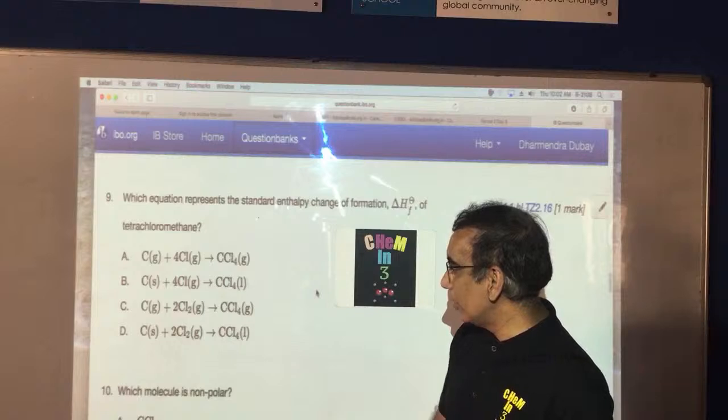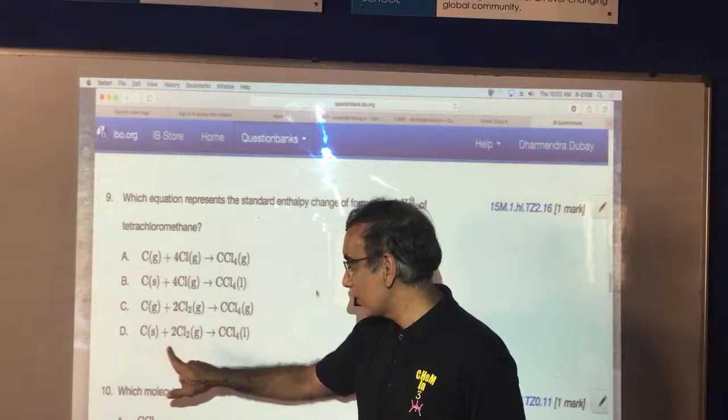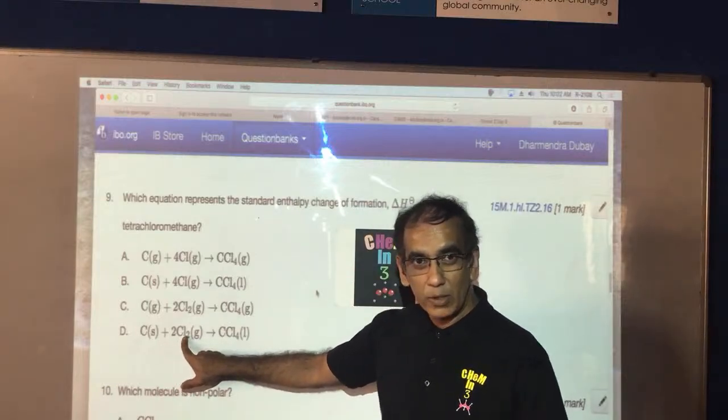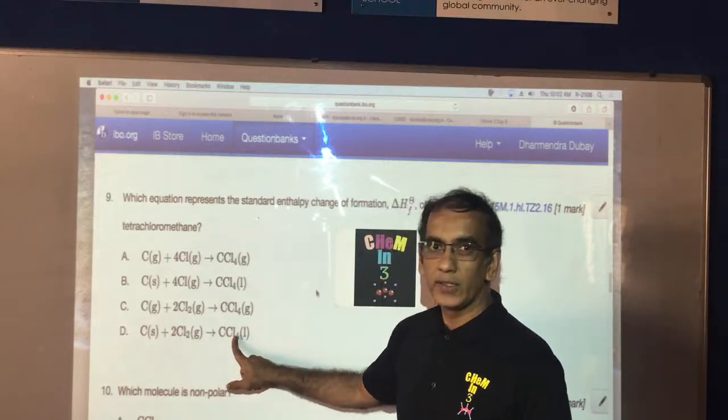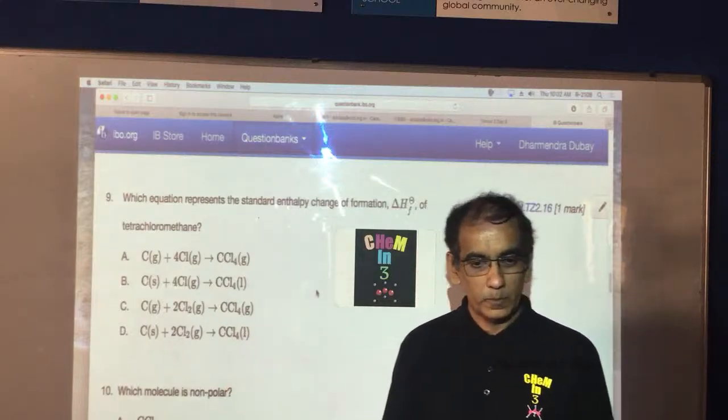When you break it up into this, you would get the bond enthalpy of it. Okay? So the enthalpy of formation is carbon's got to be in its natural state, Cl2 has to be as a diatomic gas, and then CCl4 tetrachloromethane has to be a liquid. Okay, so any questions on that?